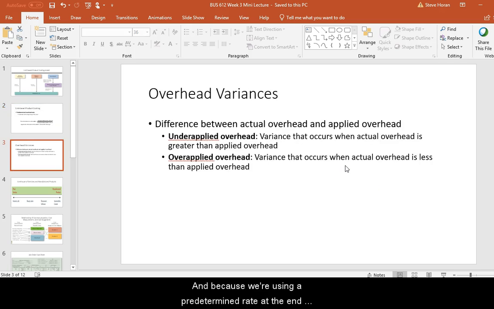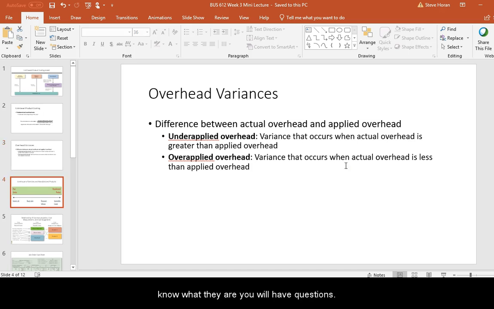And because we're using a predetermined rate, at the end of an accounting period, we'll have either over-applied or under-applied overhead. So just want to make sure you're reading that and know what those terms are. You will have questions on some of your work this week where you have to know the difference between those two. So just want you to be aware.